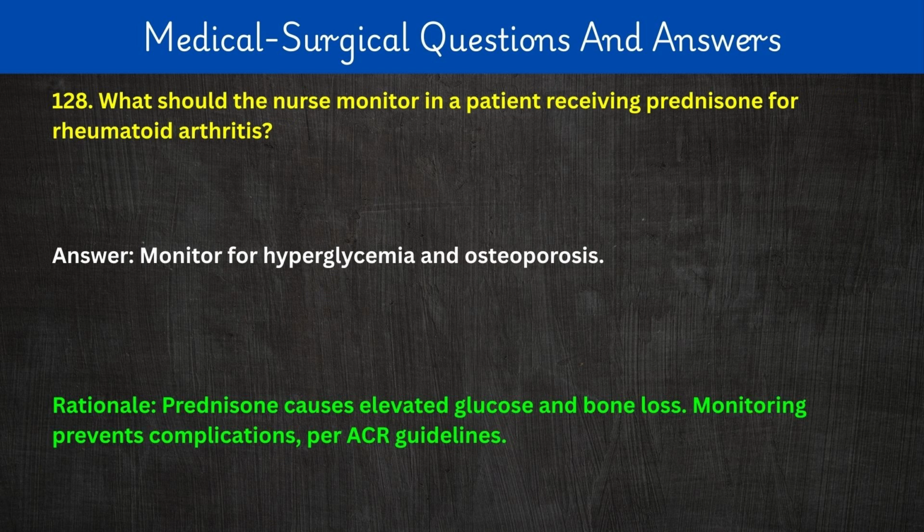128. What should the nurse monitor in a patient receiving prednisone for rheumatoid arthritis? Answer: monitor for hyperglycemia and osteoporosis. Rationale: prednisone causes elevated glucose and bone loss. Monitoring prevents complications, per ACR guidelines.